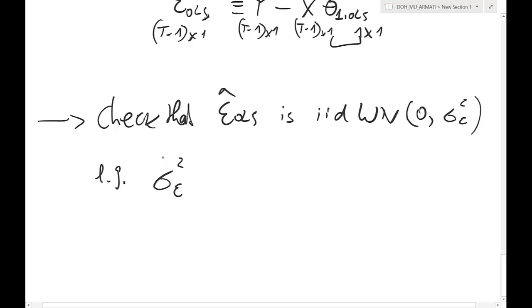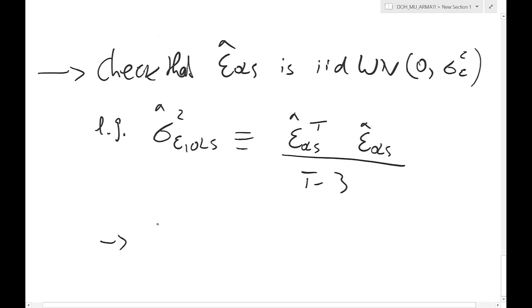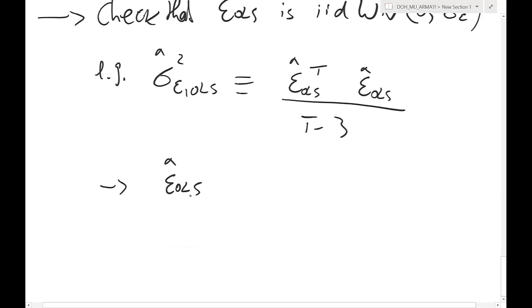For example, we know that the estimate for sigma squared epsilon, let's say the OLS estimate, is nothing else than: we just take our OLS estimate for the epsilon, epsilon OLS transposed times epsilon OLS, that now becomes a scalar. And now we divide that by T minus 3. We've estimated 3 parameters, so therefore we divide by T minus 3. So that's now an estimate for the variance. Therefore, what I would do is take the epsilon OLS series, which is of dimension (T-1) times 1, divide that by sigma squared epsilon OLS, and now test whether that thing is N(0,1).